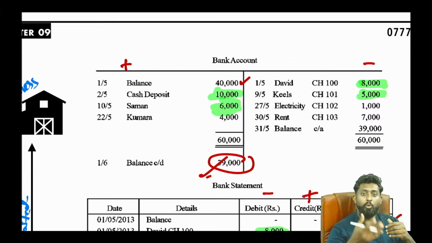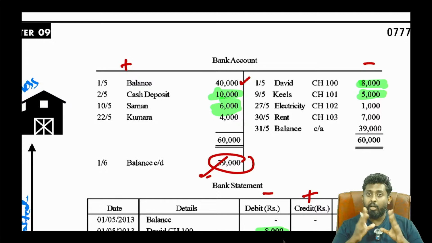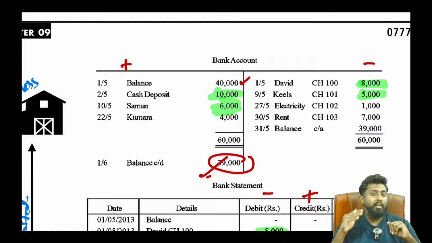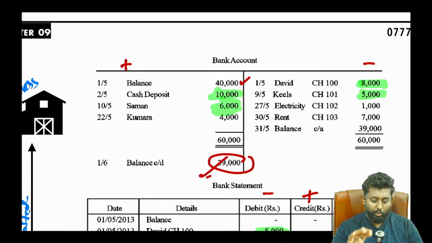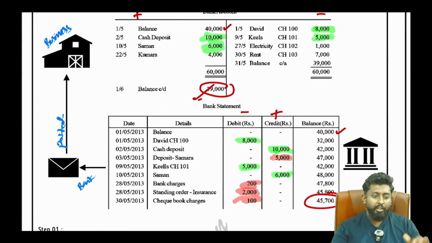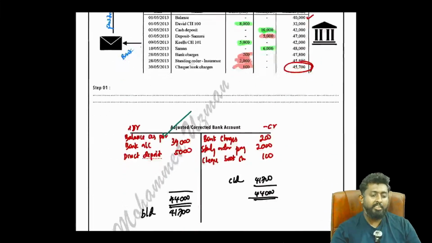So there can be questions that say the bank account balance has a credit balance, which is minus. In the bank statement, a credit balance is plus, because for the bank credit is plus, and for us debit is plus. Okay. So in this question we have prepared the adjusted bank account. Now the step number 2 is that we have to prepare the bank reconciliation statement.